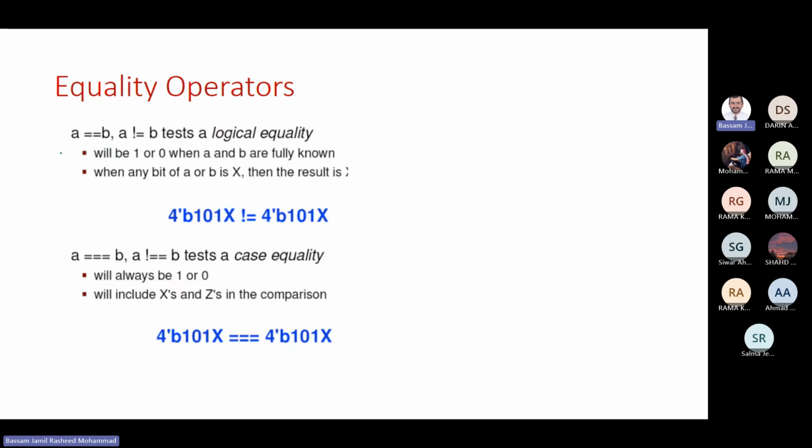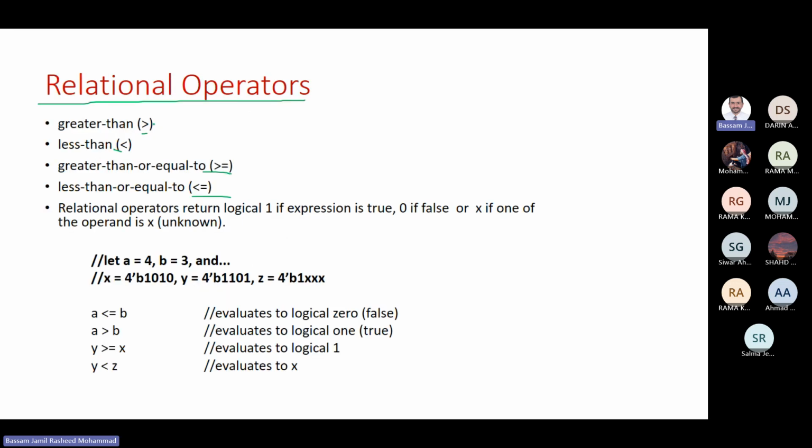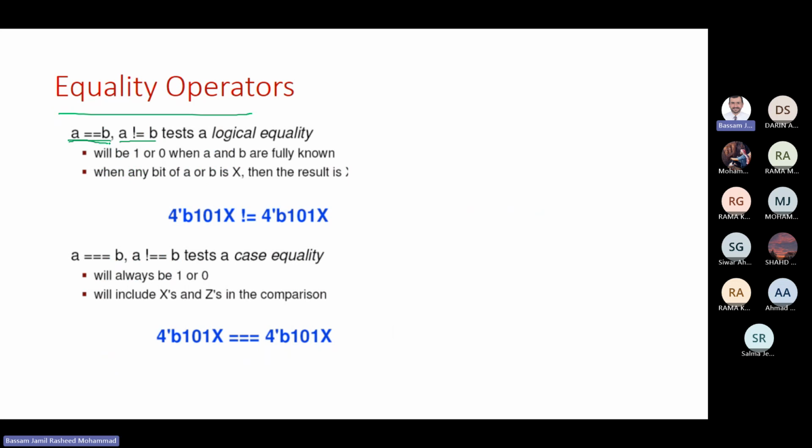We have the equality operator, which is A equals B, which is true if the value of A equals the value of B. And A is not equal to B is true if the value of A is not equal to the value of B. So these are relational operators. Greater than or equal, less than or equal, but these are equality relational operators.